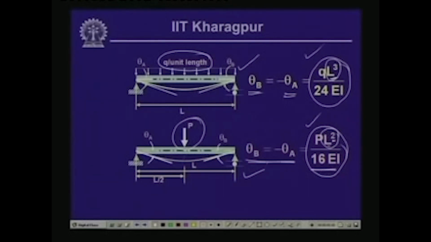So, it is very difficult to say in a general form what will be the consequence on the slope if the span is doubled. We can say that if the beam is subjected to a uniformly distributed load, then since L becomes twice L, the end slope will be 8 times the previous value, whereas for a concentrated load, if L becomes twice L, it will be 4 times the previous value.